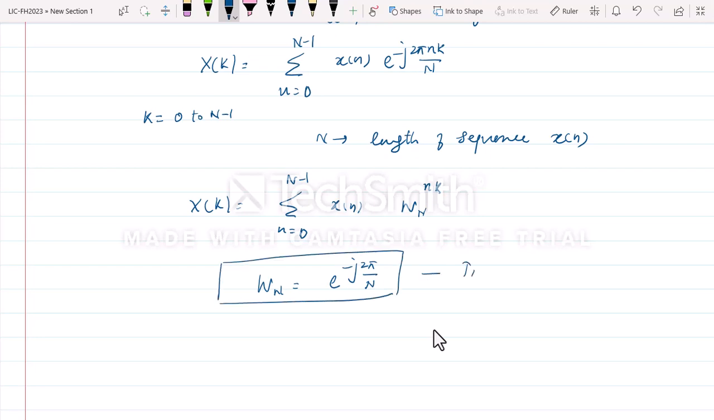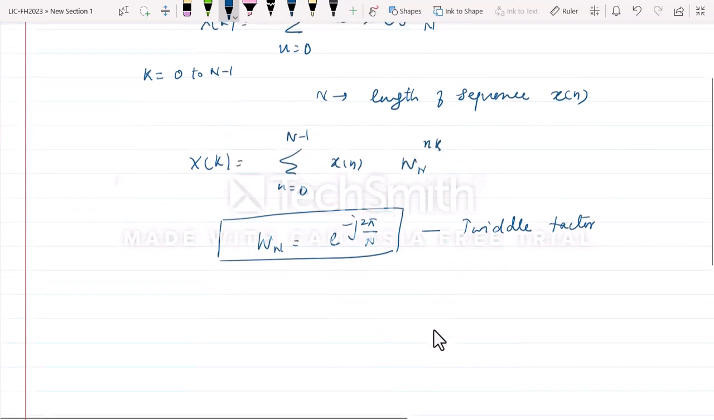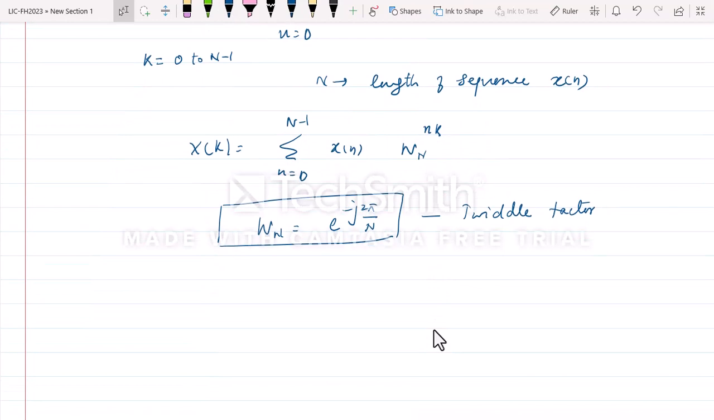So we are going to see how we can find this, so that finding the DFT is easier with the Twiddle factor. Now you can see W_N is e raised to minus j 2 pi by N, and it is periodic by N because it's exponential. So we can use the periodicity property to find W_N.